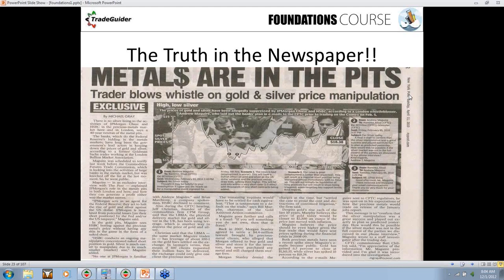And this is an actual clipping from the New York Post in April of 2010. And it says, metals are in the pits. Trader blows whistle on gold and silver price manipulation. The price of gold and silver have been allegedly suppressed by JP Morgan Chase and HSBC. So they've named here the actual institutional money that's suppressing the price. According to a London whistleblower, Andrew Maguire, who laid out the bank's plan in emails to the CFTC prior to trading on the COMEX on the 5th of February of 2010.